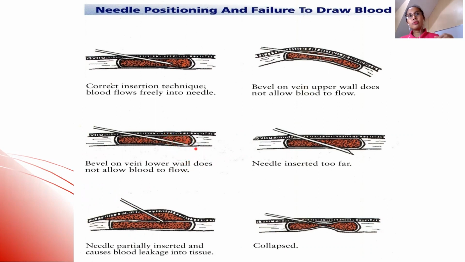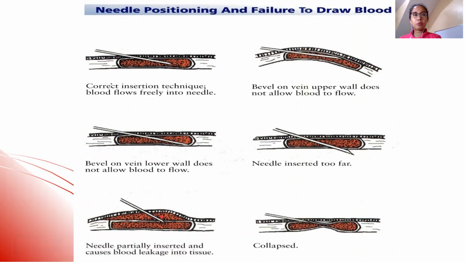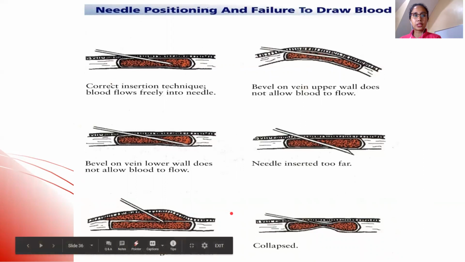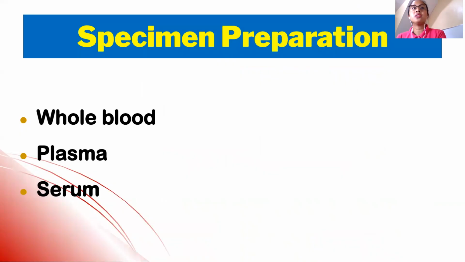So check nyo before inserting the needle, always check if the bevel is up. Yan, need partial. So your needle is only partially inserted. So naghematoma, naglilik yung blood sa may tissue, or the tissue collapse. Especially if the vein is so small, or the needle is too big, it could collapse the vessel.